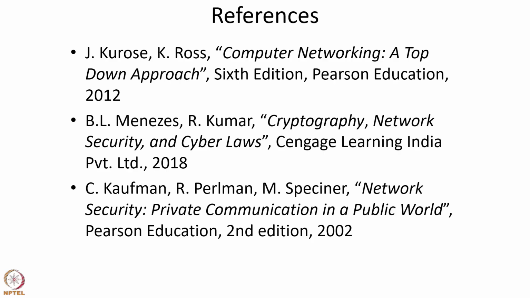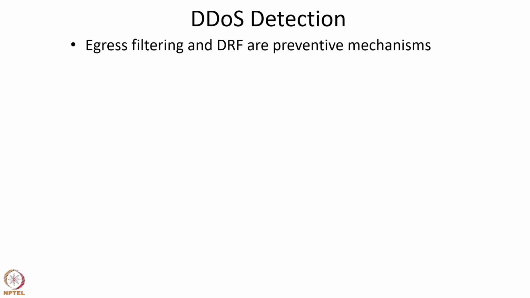Hello. Recall that in the previous lecture we discussed different measures such as egress filtering and distributed route filtering. These were measures to prevent distributed denial of service attacks. Now we discuss some techniques that can be used to detect distributed denial of service attacks. So egress filtering and DRF are preventive measures.